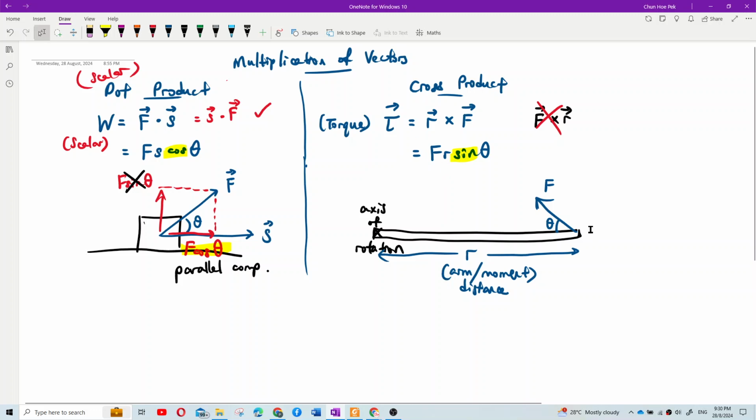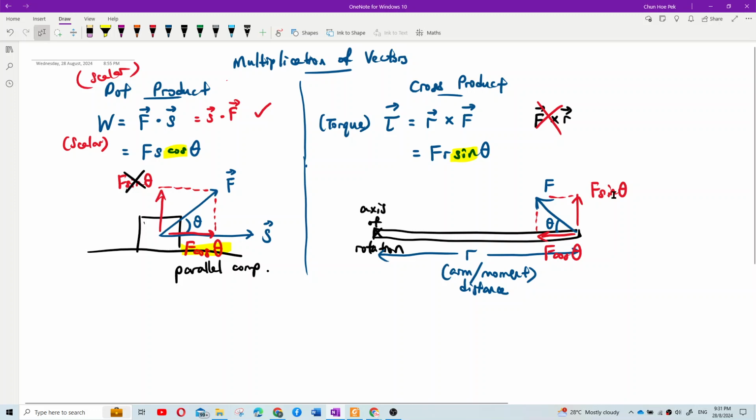So now this force also got two components. It got F cos theta. It also got the perpendicular component, F sine theta. It got the parallel component F cos theta, parallel to the R. It got F sine theta, perpendicular to the R.